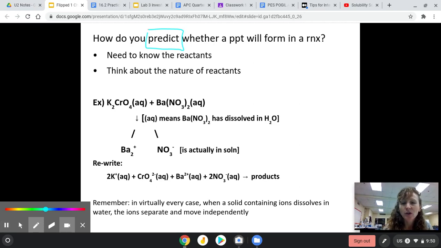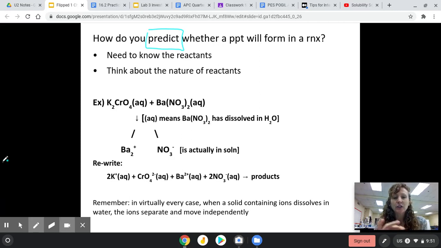So how do you predict whether a precipitate will form in a reaction? Again, this comes down to a couple things. Products are super hard to predict whether they're actually going to form or not. Also, the states are very hard to predict. So you either need to have prior knowledge, also known as experience with the compounds, or you need to rely on those solubility rules.